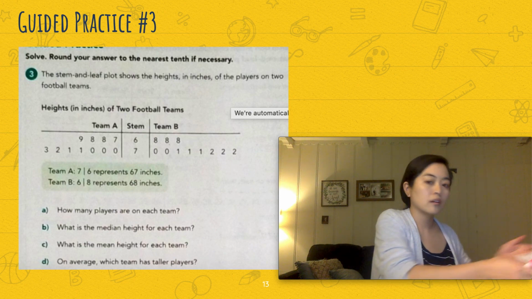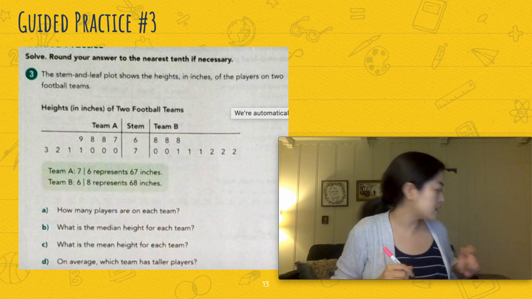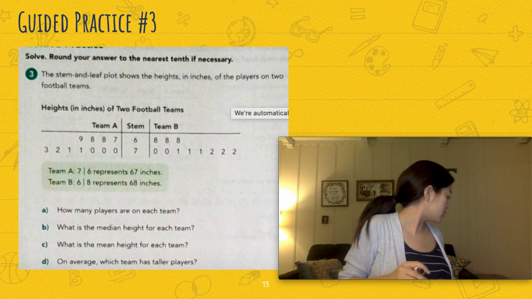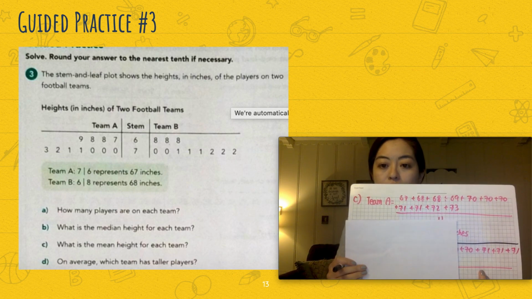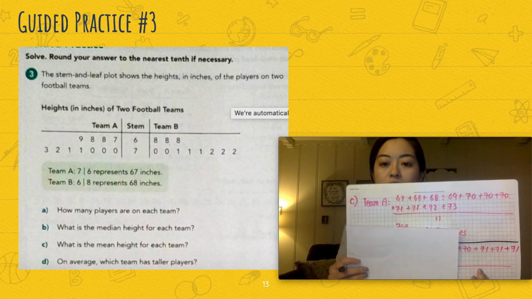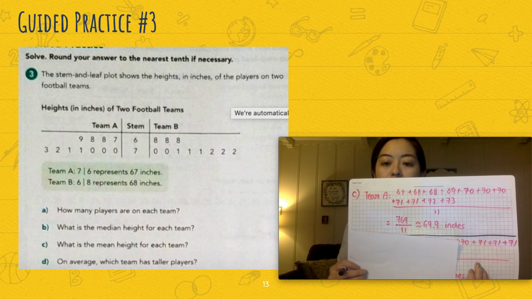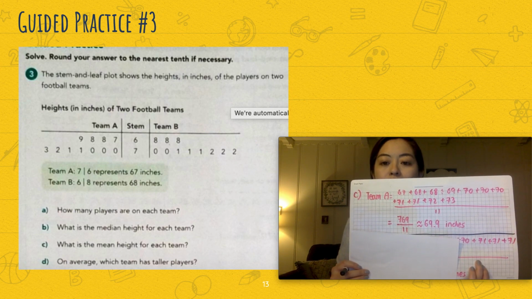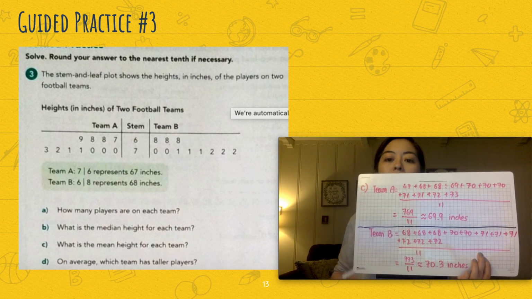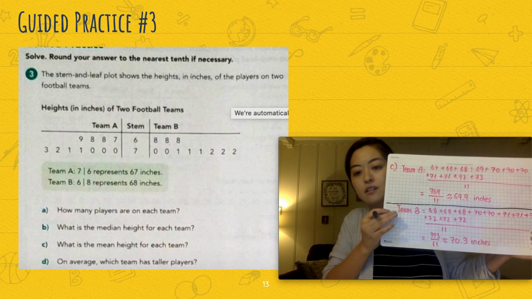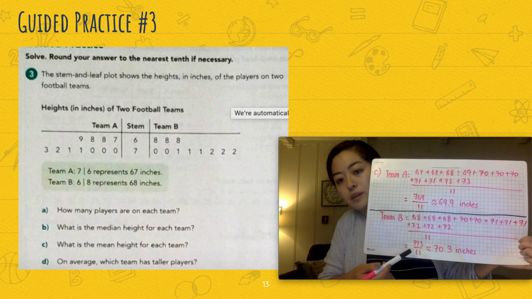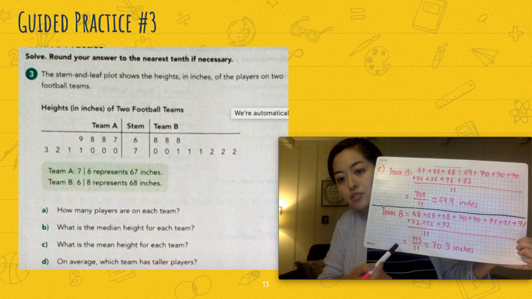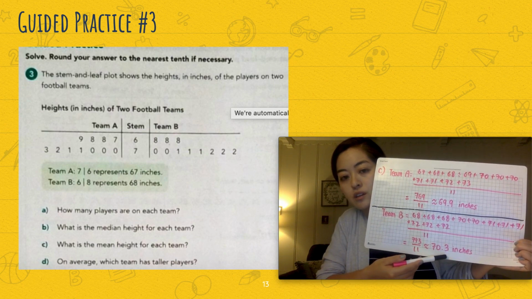Okay. And it says, what is the mean height for each team? So we're going to do what we did before. For Team A, we're just going to add up all the values and divide by the number of players, which is 11, and you get this. 769 divided by 11, which is approximately 69.9 inches. And for Team B, you get this when you add up all the values. And then you divide it by the number of players, which is 11, and you get approximately 70.3 inches.